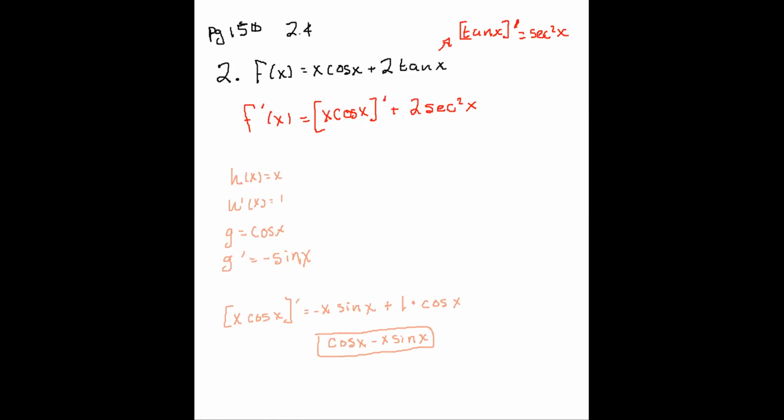So I'm going to go ahead and put that in up here. f prime of x is equal to cos x minus x sine x plus 2 secant squared x. And that should be our answer. Did I make any mistakes along the way? Nobody's calling me out on any, so I think I didn't.